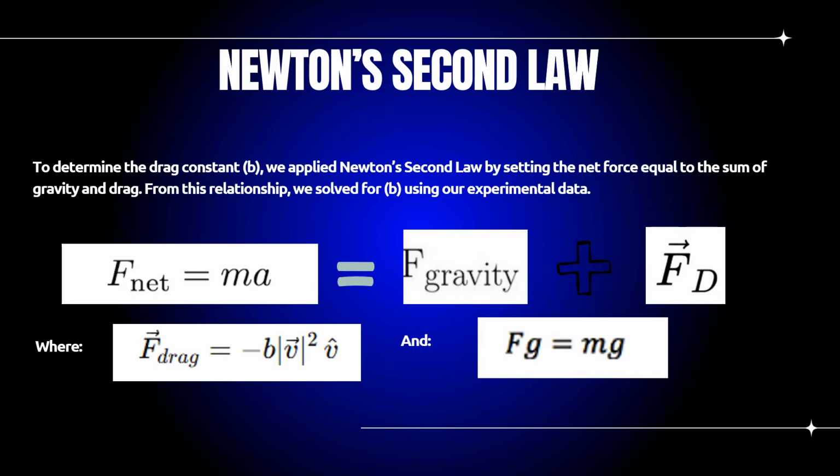To determine the drag constant B, we applied Newton's second law by saying the net force equals the sum of the gravity and drag force. From this relationship, we solve for the B constant using our experimental data. Here we set the net force equal to ma, which is equal to the force of gravity plus F drag, the drag force. For the drag force, we substituted the formula negative B times the magnitude of velocity squared times v hat, and we substituted Fg equals mg.